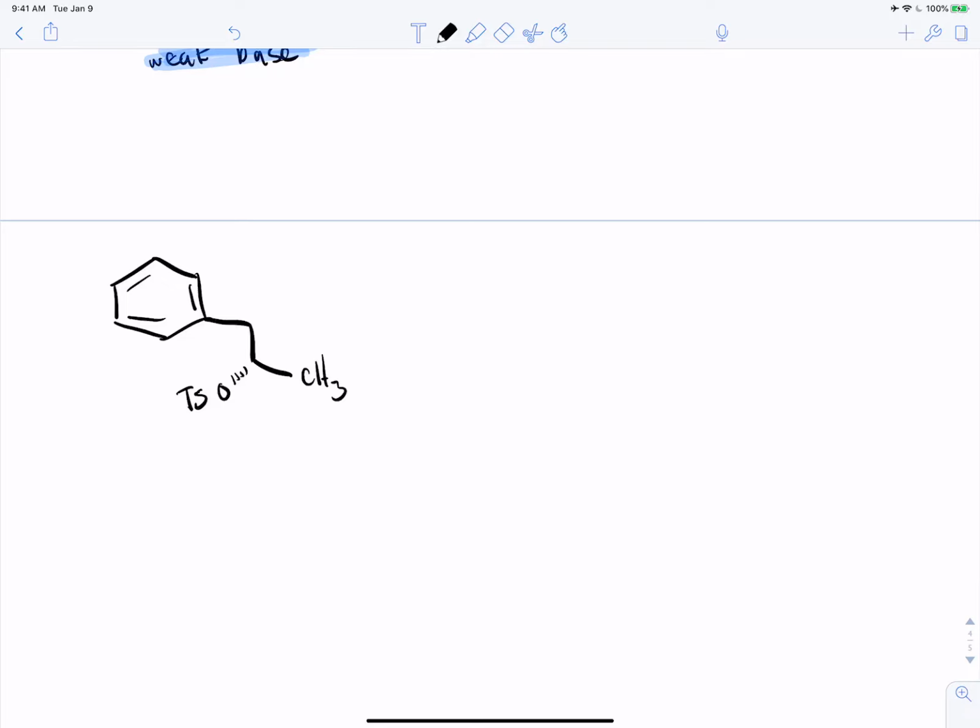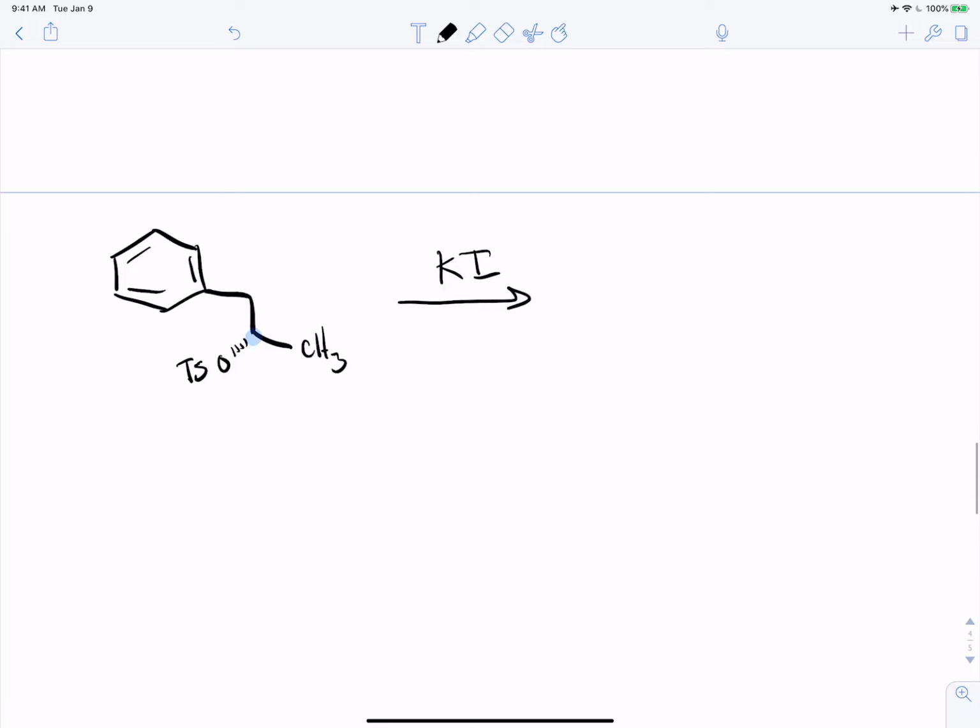And then we have this tosylate group over here as our leaving group. And then we're in potassium iodide. So this is where I've highlighted in purple here. That's our actual substrate. And note that it's primary, but it's not benzylic.